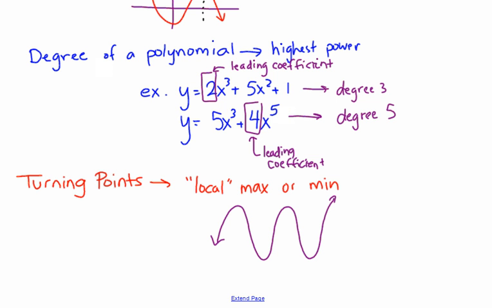So how many turning points would this graph have? 4. 1, 2, 3, 4. Okay, so this is local, isolated. So a local max, local min, local max, local min. Okay, just locally in itself. So this would have 4 turning points.